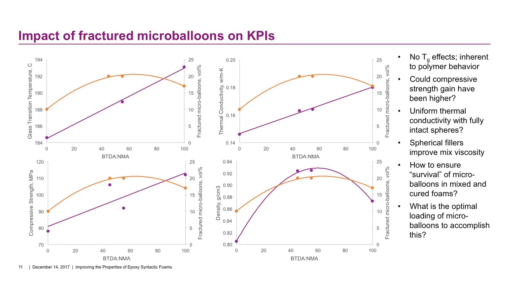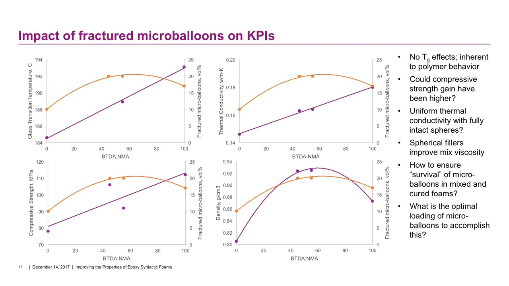Intact microspheres, perfectly round spheres, in the composite material should be able to withstand greater loading and greater stress before fracture. So perhaps the slope of the compressive strength line could have been changed. You see, in the mid region is where we experienced some greater microballoon fracture. So it's certainly possible that the slope could have been different and in our favor, so to speak.